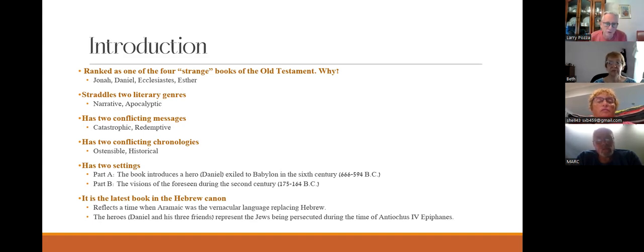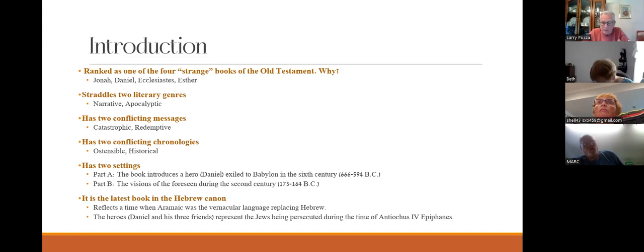Then you have these heroes, Daniel and his three friends, that are presented as part of the exile in Babylon, but the description about what they're going through seems to be representing to the Jews of a later date the persecution they're undergoing during the time of Antiochus Epiphanes. So all of these things make the book of Daniel difficult because you're moving around a little bit and trying to figure out where this is taking place and how it fits.